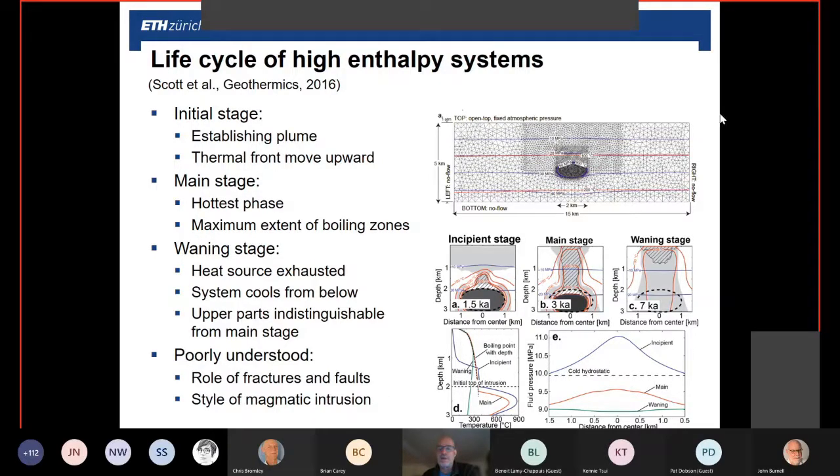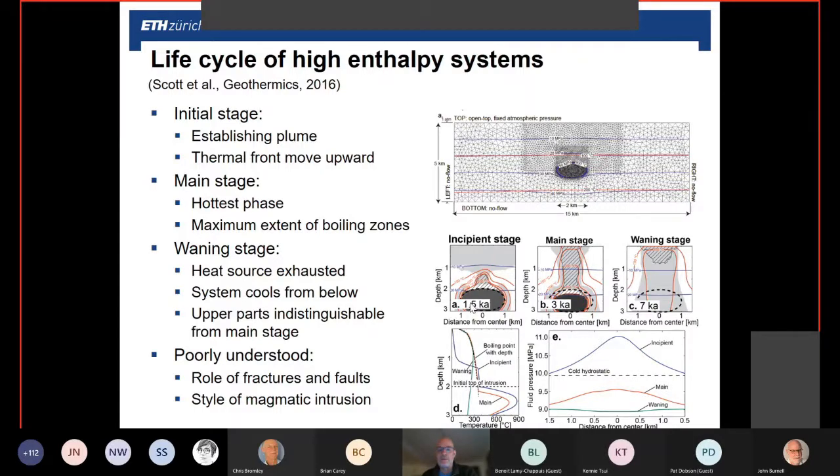We haven't included it in these types of models yet. It's work that will come soon. And also the style of the magmatic intrusions, whether you have dikes coming in all the time or whether you have flat sills here or end on end. All this has not been studied systematically yet.